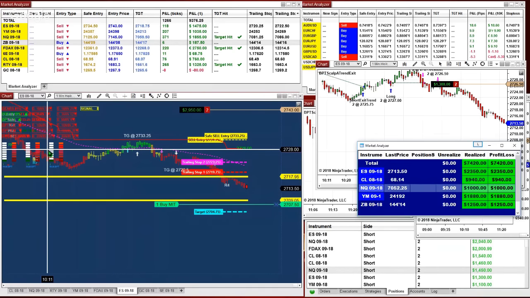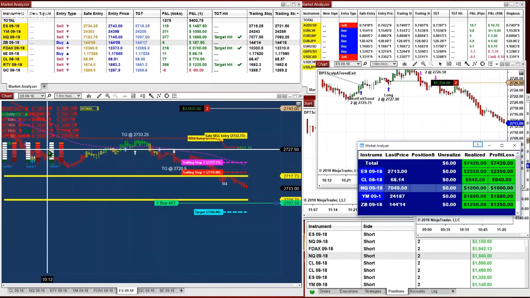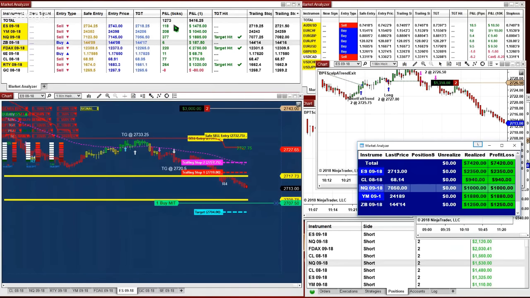Okay. So $3,000 on that trade. And then we have on the market analyzer 1273 ticks into the profit based on the last signal. We are about to hit 10 grand on this one here. Whoever follows our signals, you're on your own. We're not responsible for your trade. We're not collecting money. We're not collecting your name, your email. We don't care. We're just trying to help out.